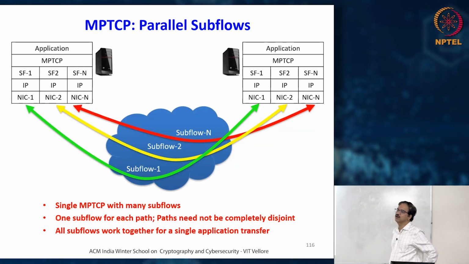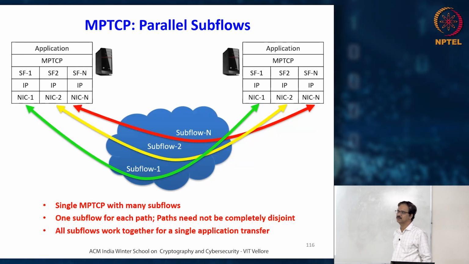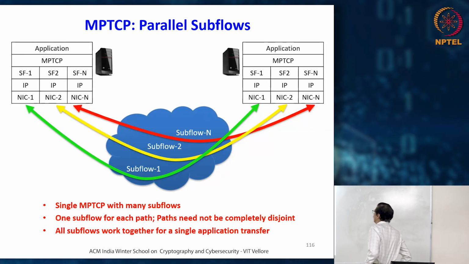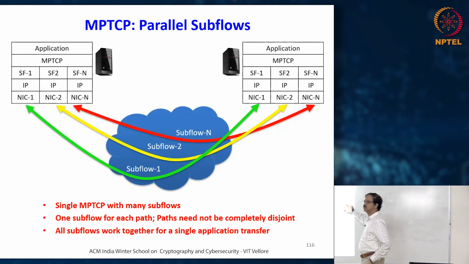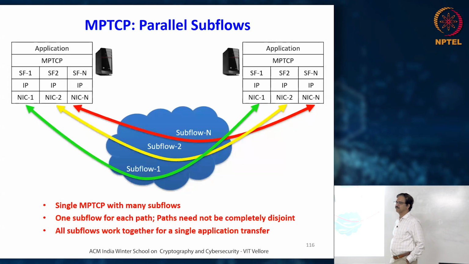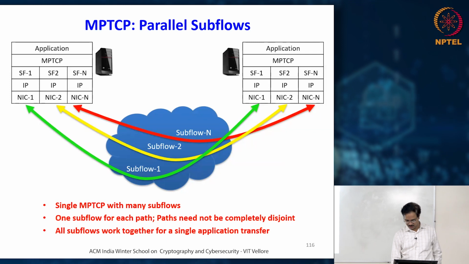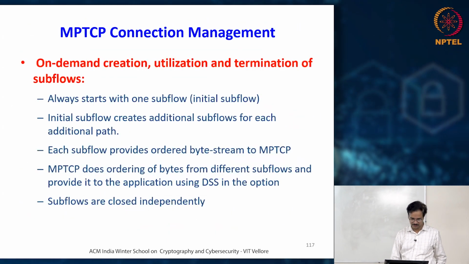Now, how is it possible? How do we do the congestion control? How do we do the flow control? For example, you have data, say a portion is transmitted through this path and the remaining through that one. How do you assemble them in the right order? I think I have a few more slides on that. Yeah, I will come to that.